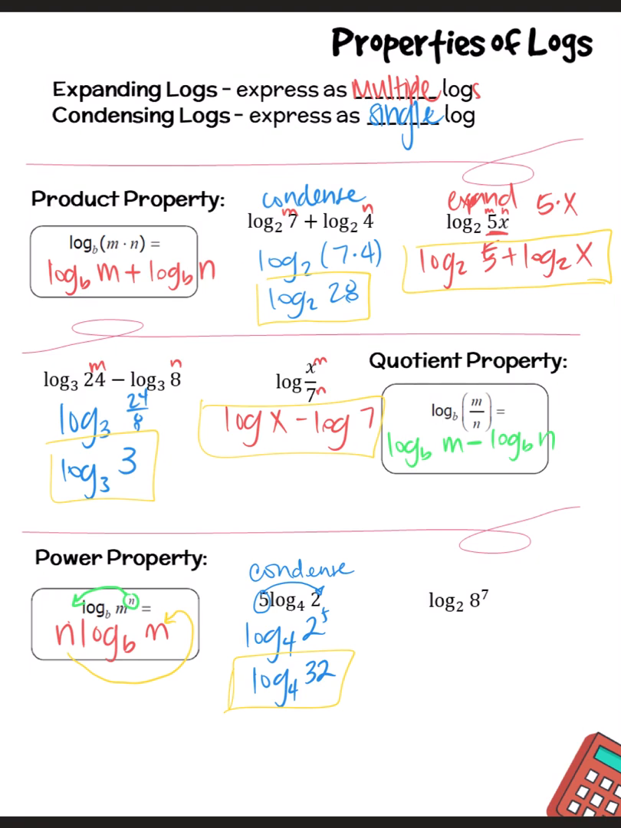Okay, so we're going to expand this one. We're just going to take that 7 and plop it right out front. 7 times log base 2 of 8. That's it. All right, let me know if you have any questions.